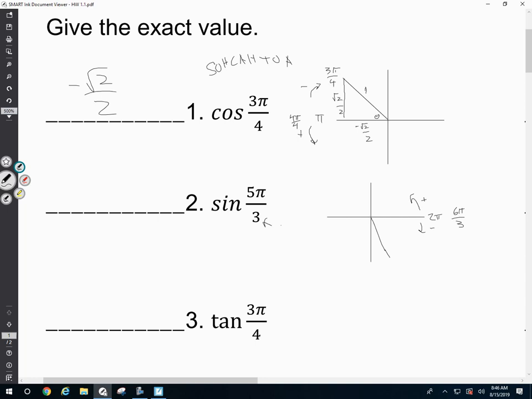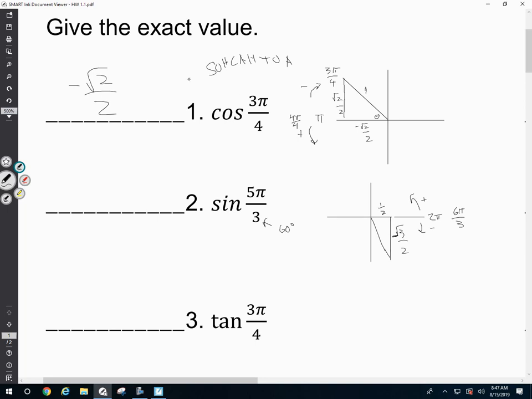A pi over 3 is a 60-degree reference angle. So I'm creating this tall 30, 60, 90 triangle, where in a 30, 60, 90 triangle, I have a shorter side and a longer side. Well, if it's a tall 30, 60, 90 triangle, the shorter side, the 1/2, is going to be the adjacent side, or the horizontal side. The longer side is the vertical side. That's the root 3 over 2. However, since I'm going down on the y-axis, this would be a negative root 3 over 2. This 1/2 is a positive.